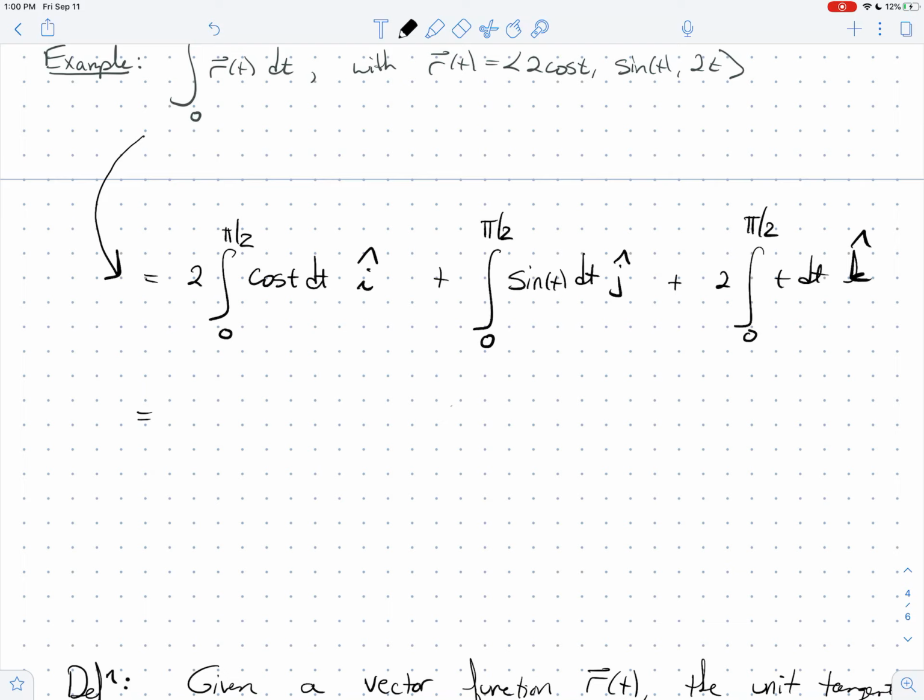You integrate cosine, you get sine. The derivative of sine is cosine. Sine of pi halves is 1. Sine of 0 is 0. So we get 2i plus, I'll let you check the next one, is just j, plus you're going to get a pi squared over 4 times k hat. So that is what you get. If you want to put it back in vector in the standard form, you could say 2, 1, and pi squared over 4. All right, so that's an example.